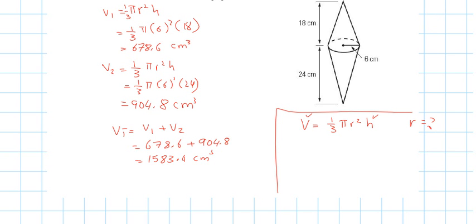So it's going to be 3V equals pi r squared h, and then divide by pi and h, because you have multiplication here, so you bring it over as division. That's going to be 3V over pi h equals r squared. And then square root, so r equals the square root of 3V over pi h.